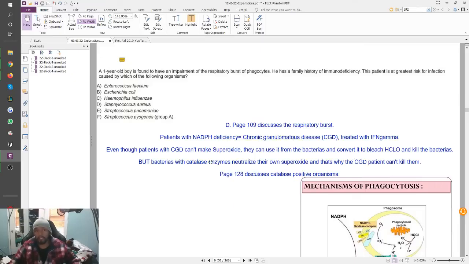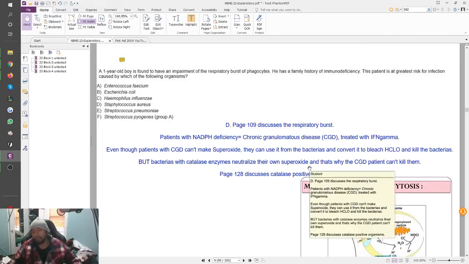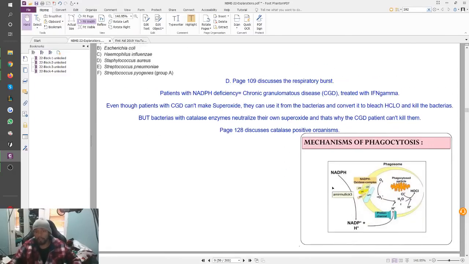Even though patients with CGD cannot make superoxide, they can use it from the bacteria and convert it to bleach and kill the bacteria. But bacteria that have catalase enzymes neutralize their own superoxide. So what's happening here is basically us humans, even if we don't have NADPH, we're still able to use the bacteria's superoxide and make it into HClO and kill it. But if the bacteria has catalase, they're going to use their own superoxide, and we won't be able to use it. So now we cannot kill catalase-positive bacteria if we have NADPH deficiency.